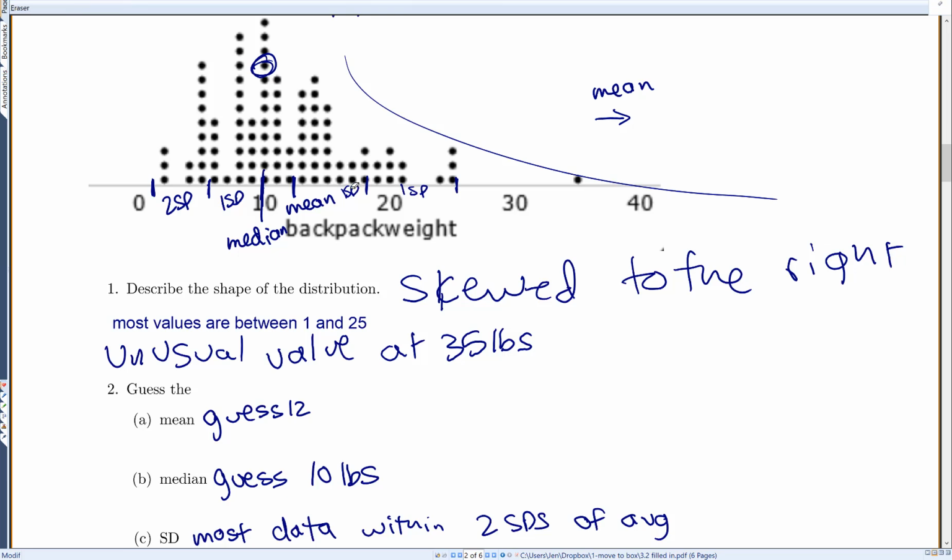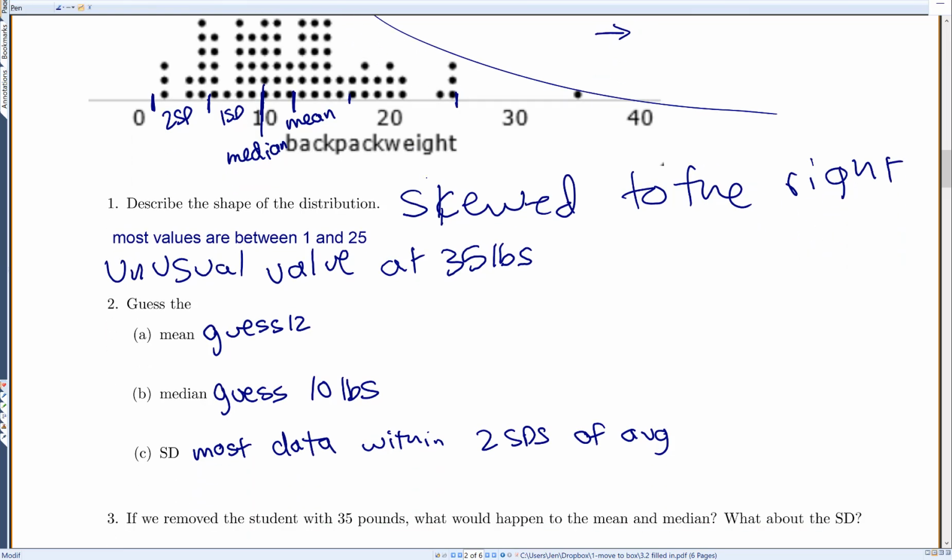actually not from the median, but from the mean. So to get from like 12 to 25, you need 2 standard deviations, so I would guess each standard deviation would be 12-ish. Sorry, you're going a distance to 12, so I'm going to guess like 5 to 6, maybe.